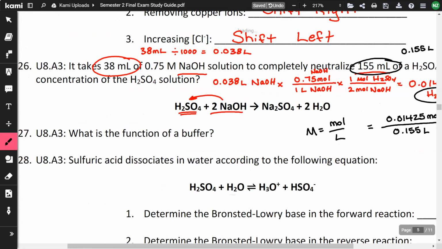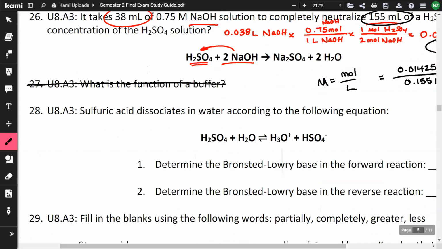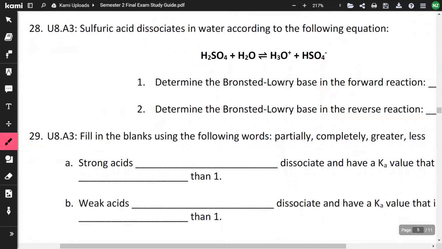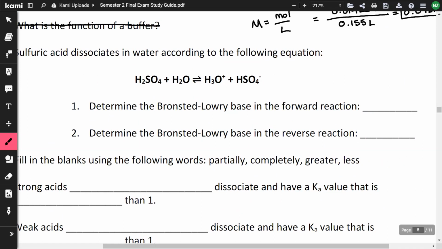Okay, on question 27, we can cross this off because we didn't talk about buffers this year. Okay, 28 says sulfuric acid dissociates in water according to the following equation. It says determine the Bronsted-Lowry base in the forward reaction and then in the reverse reaction. Okay, we didn't really talk about going both directions with our reactions. We really only talked about going the forward direction.